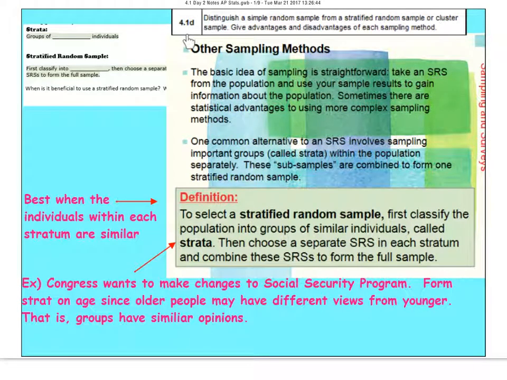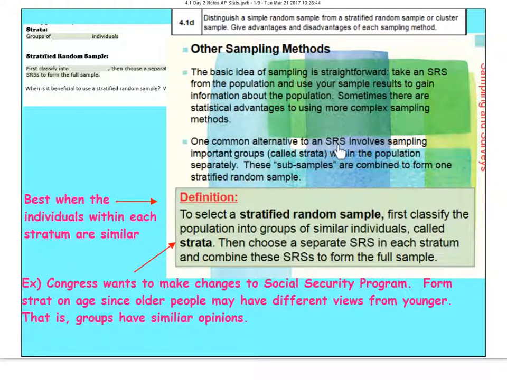In 4.1D, we're going to distinguish between a simple random sample, a stratified random sample, and a cluster sample, and we will give advantages and disadvantages of each sampling method. So the first good sampling method we talked about, which was a very common one to use, is the SRS, or a simple random sample.